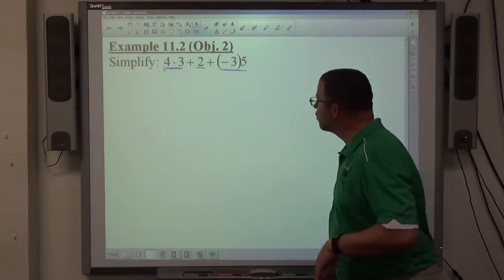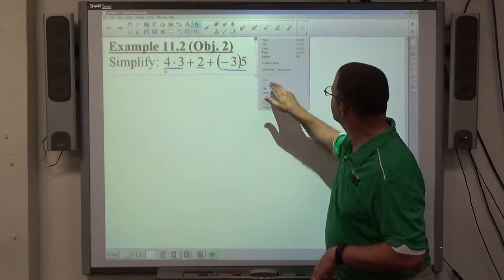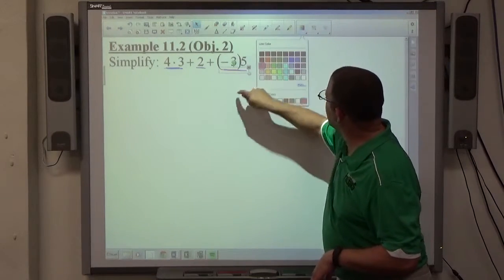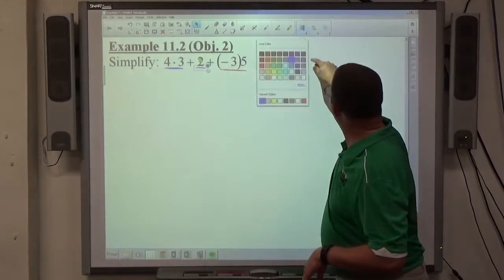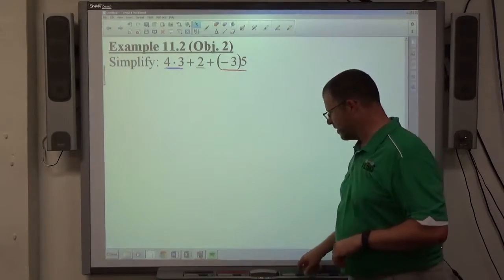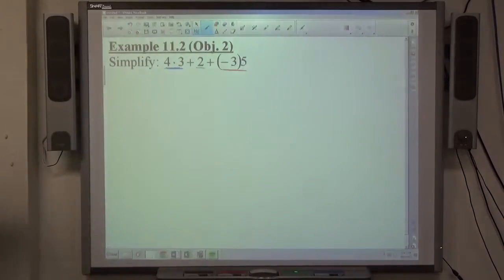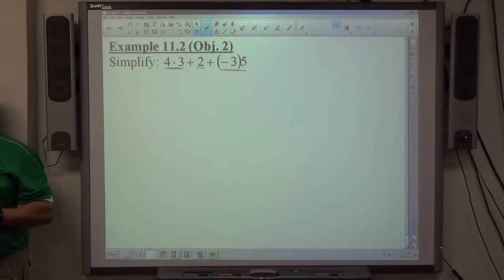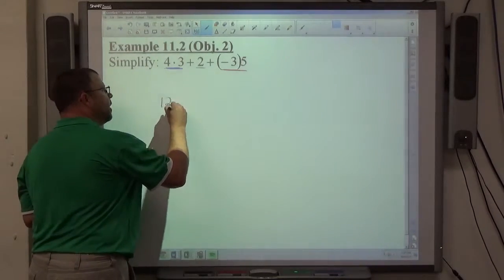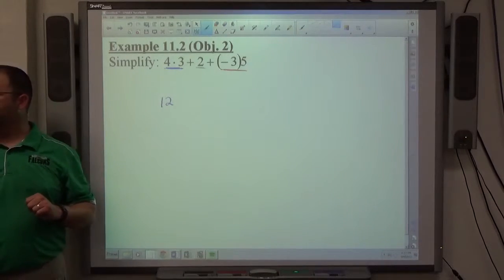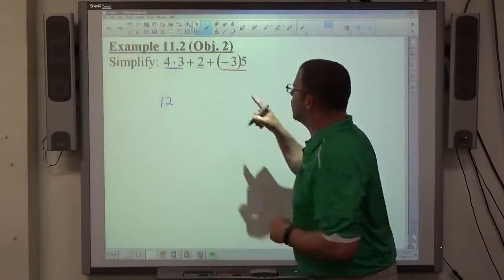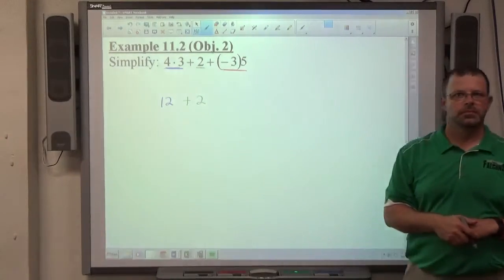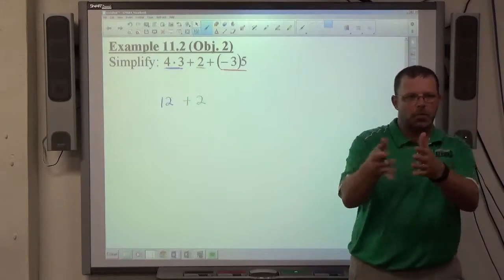So, if we look at each one of these things, I want that to be red, and I want this to be, let's go with pink. Green. Right. I don't have a pink marker, so I have to pick that color. If we look at 4 times 3, what does that equal? 12. And it's positive 12 because both 4 and 3 are positive, right? Okay. If we look at the 2, it's just plus 2. It's not multiplication, right? So just leave it plus 2. All right? Any addition that's just plus this number or minus this number, just leave it.